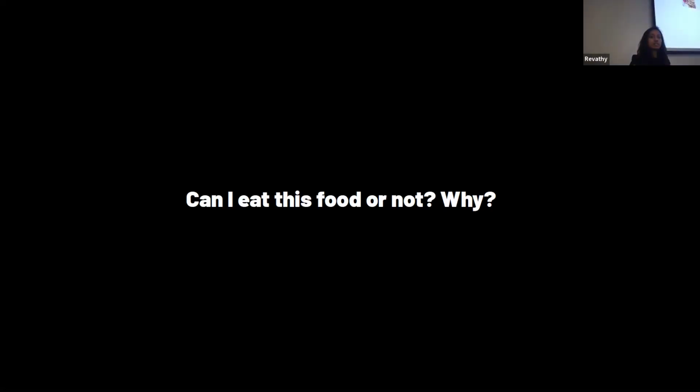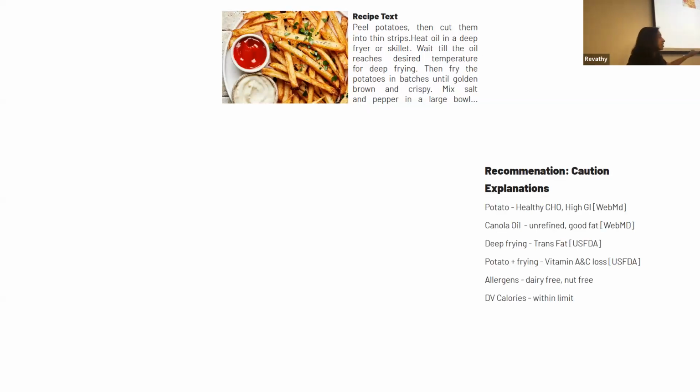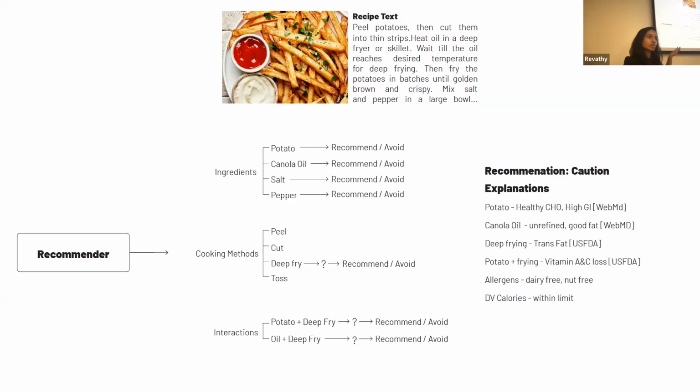So it would be helpful for these people if, given a food image or a recipe text like that, such an explanation can be made. Something which says whether this food is suitable or not, and also explains why it is suitable and why it is not suitable. In order to do that, we need a recommender that can look into the ingredients, cooking methods, and interactions and draw individual inferences on whether they are suitable or not.